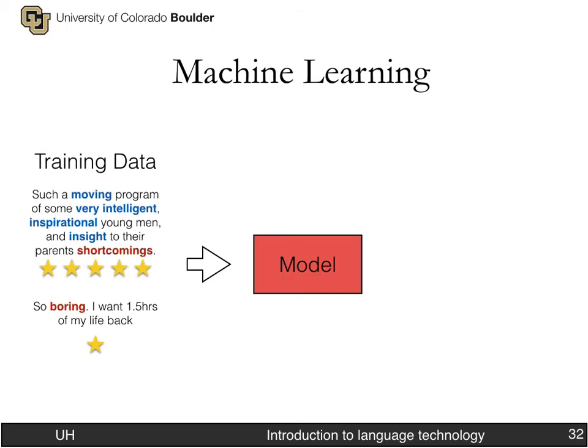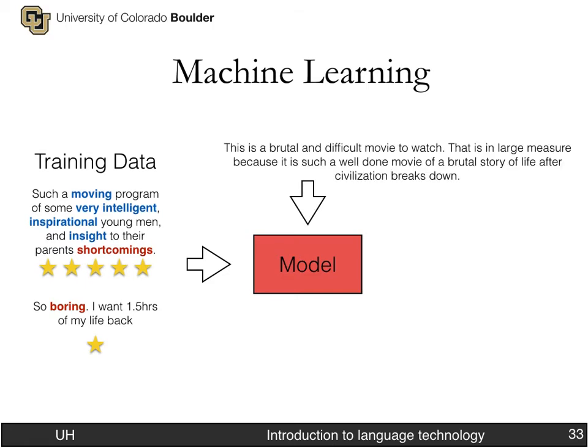So a sentiment analysis model could be based on looking at words that occur in these reviews and learning that some of them, like intelligent and moving, are positive and predict a high score, whereas others, like boring, are negative and predict a low score for the movie. So then the idea is that after learning this model, we can feed in movie reviews without scores, and our system will predict the score for the review just by looking at the words that occur in it.